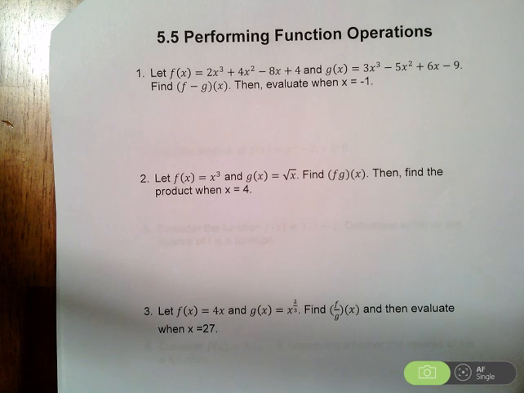All right, welcome back. This is section 5.5. I'm hoping that you guys really like section 5.5 right now. I think it's pretty easy. But anyway, function operations, I like it a lot.